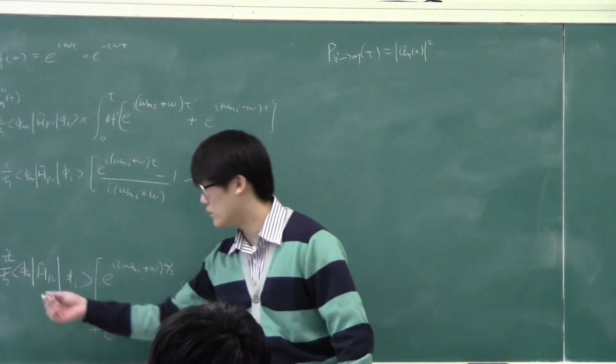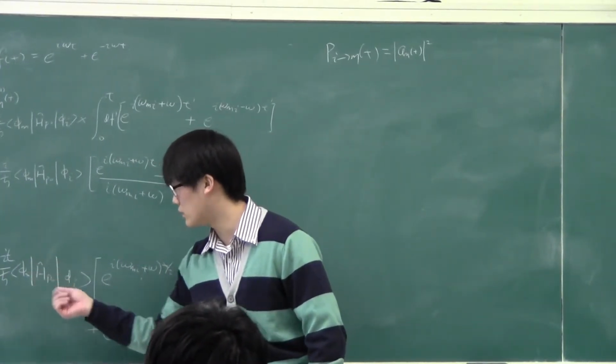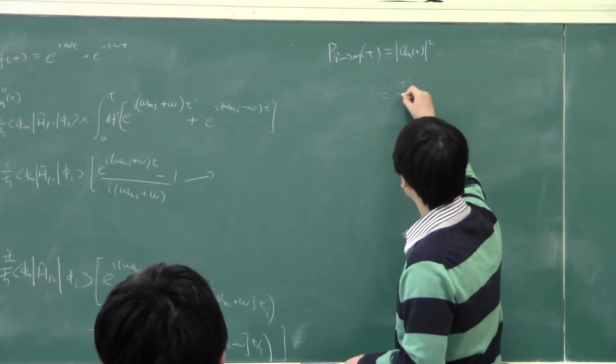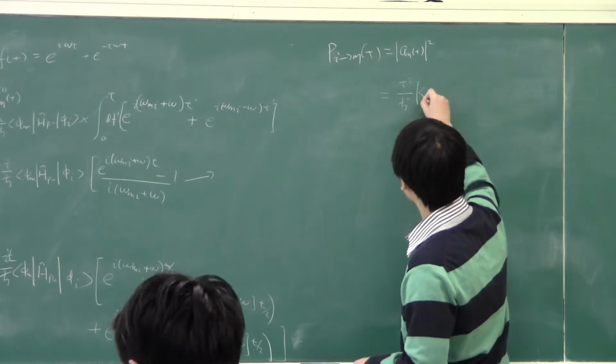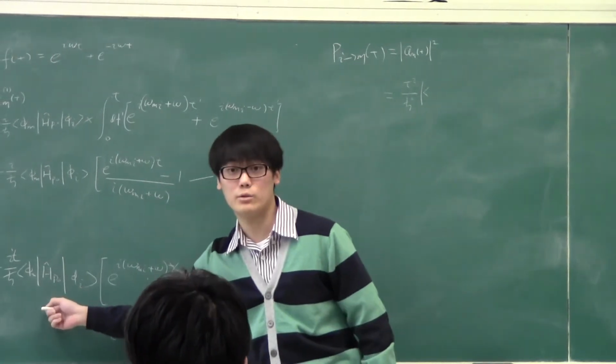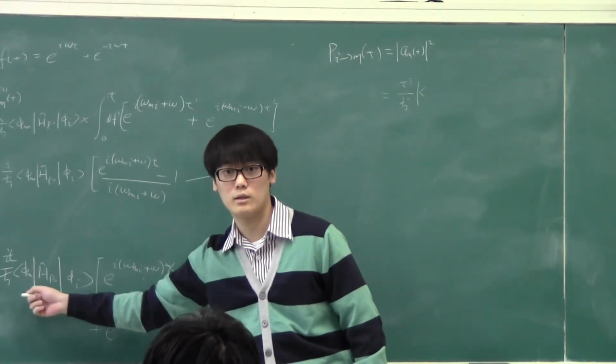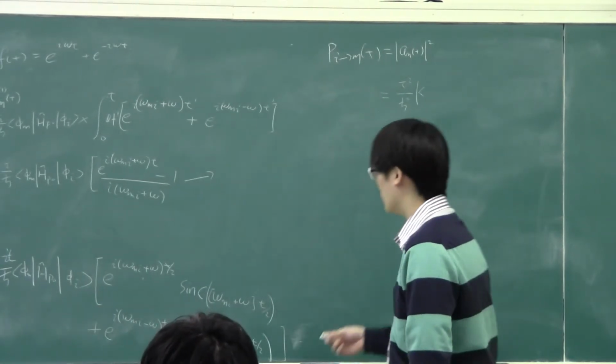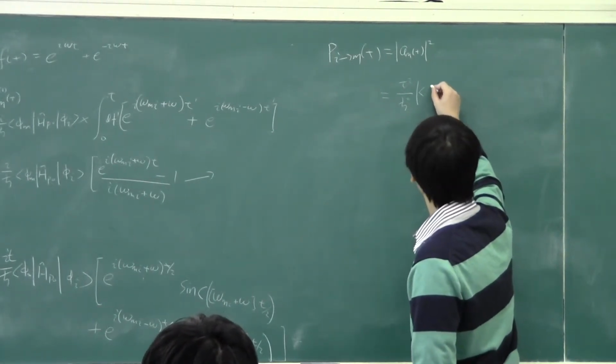So if I were to magnitude square this, I get t squared over h bar squared, and then this is called the matrix element, because in the matrix representation, this is one element. So it's called the matrix element.